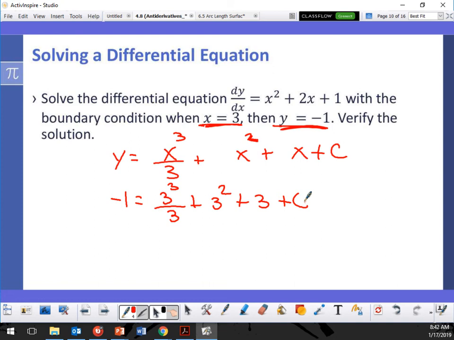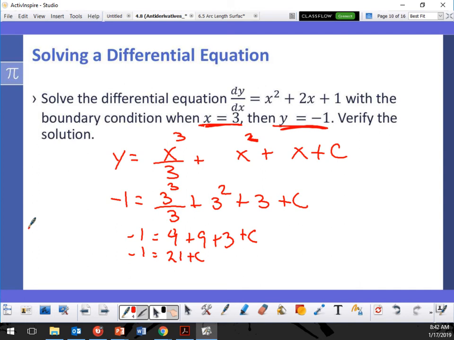So 3 to the third is going to be 27 over 3, which is 9, plus 9, plus 3, plus c is equal to -1. So that is going to be 18, 21. So it's going to be 21... dang it, I was even thinking it. -1. There we go. Okay.